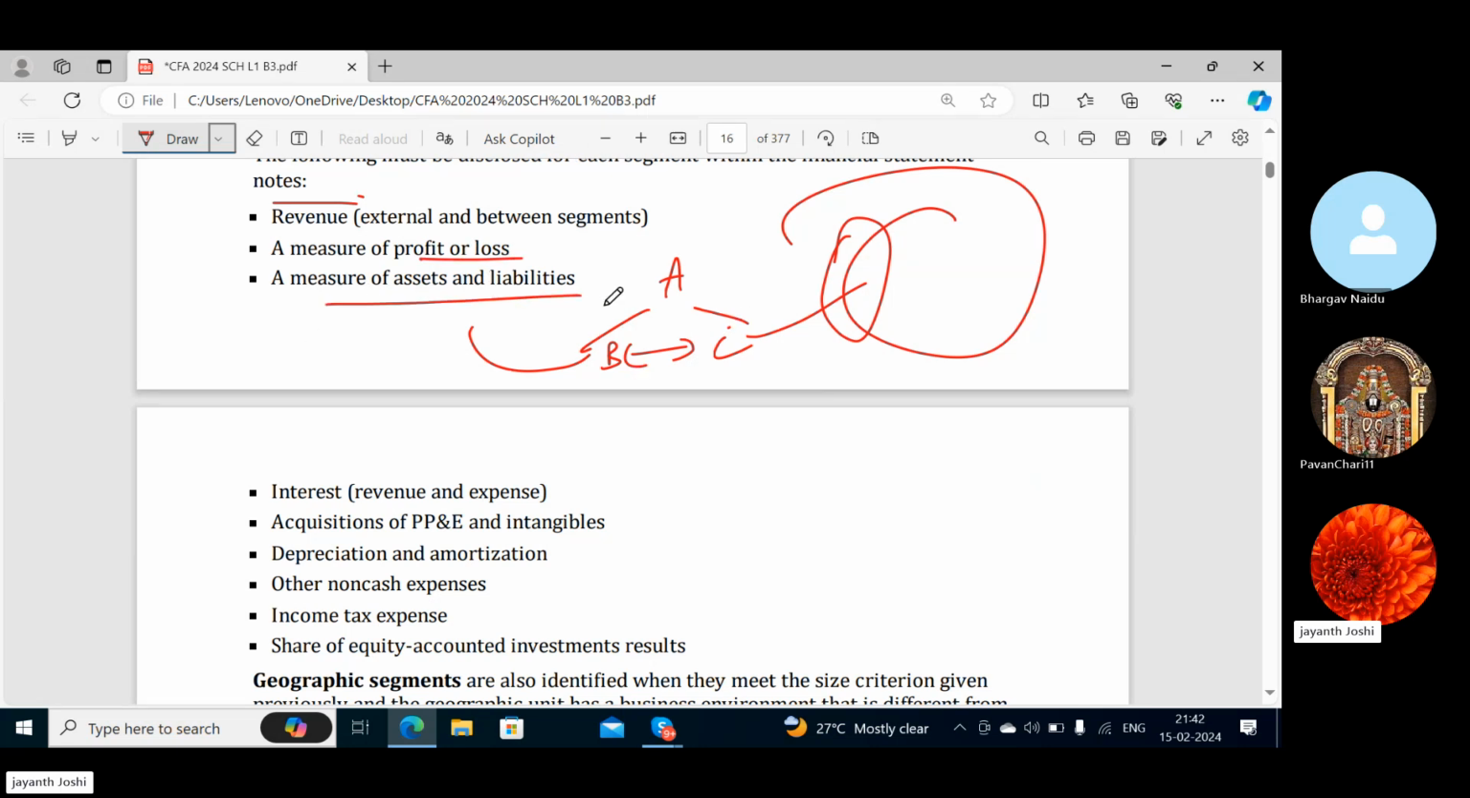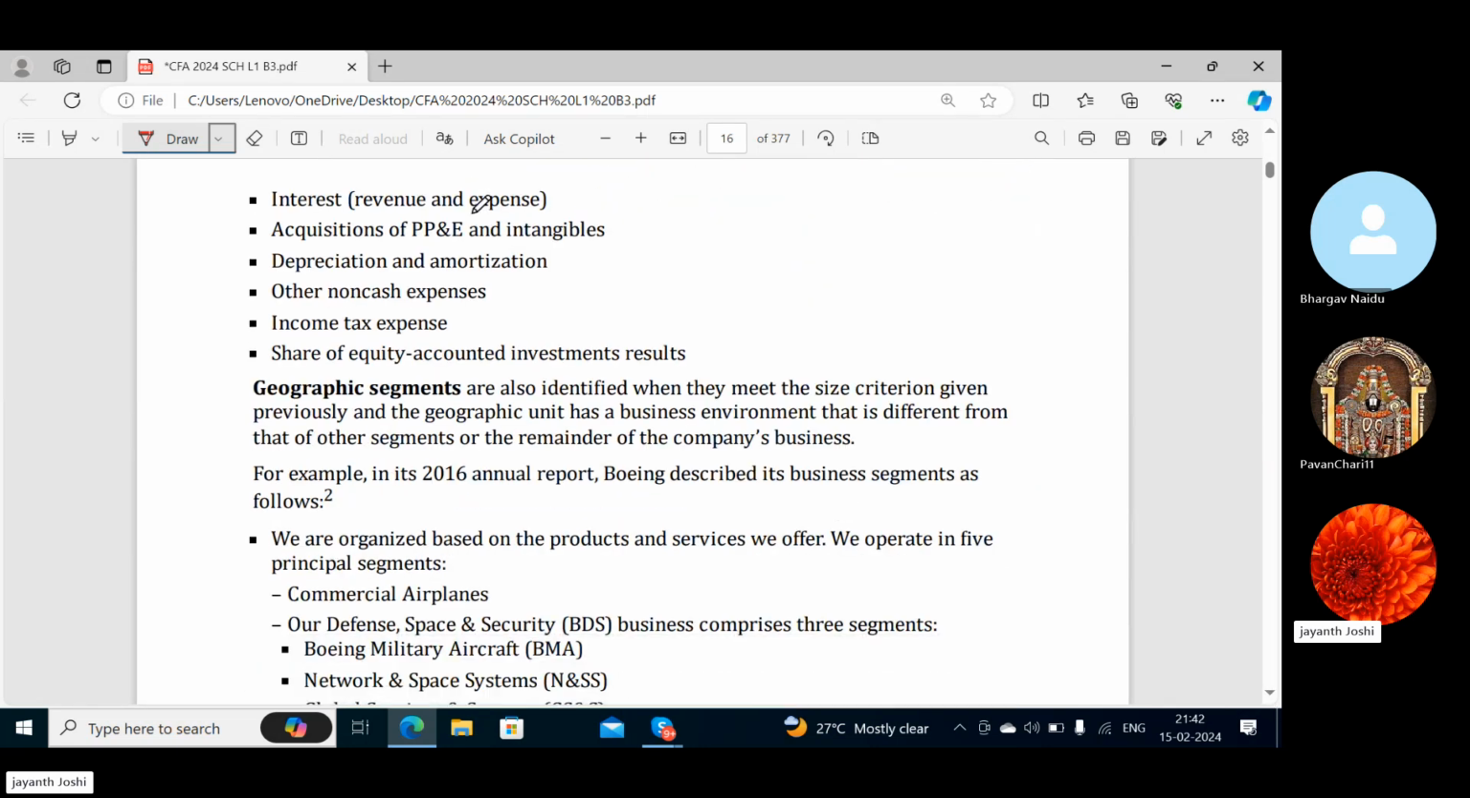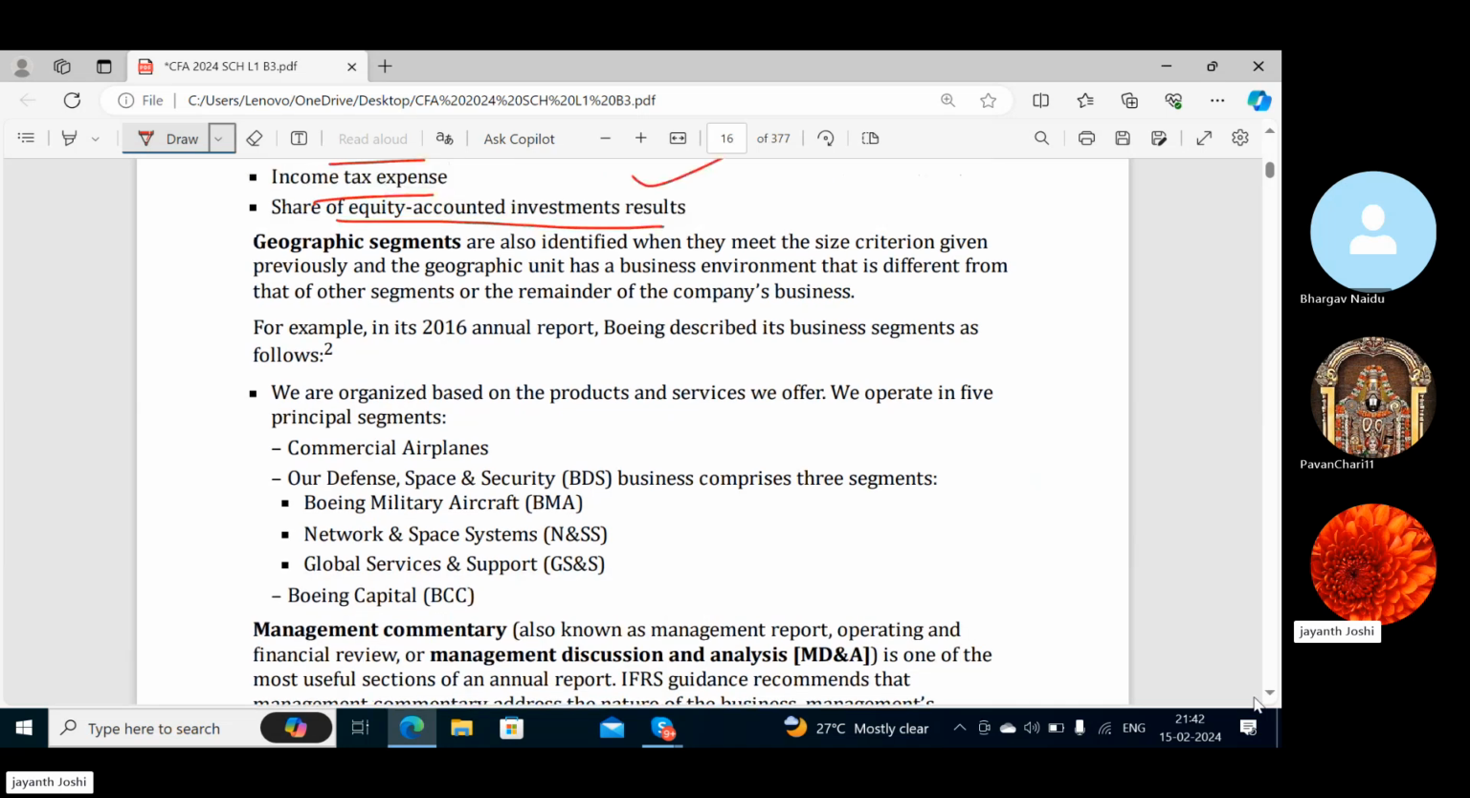Measure of profit or loss, measure of assets and liabilities, interest expenses, acquisitions of PP&E and intangibles, depreciation, amortization, other non-cash expenses, income tax expense, and share of equity accounted investments' results. Geographic segments: there are many companies who have them. Geographic segments are also identified when they meet the size criterion given previously, and the geographic unit has a business environment that is different from that of other segments or the remainder of the company's business.